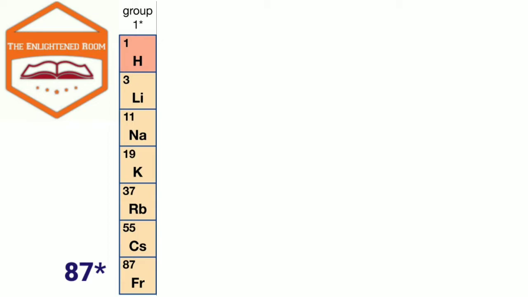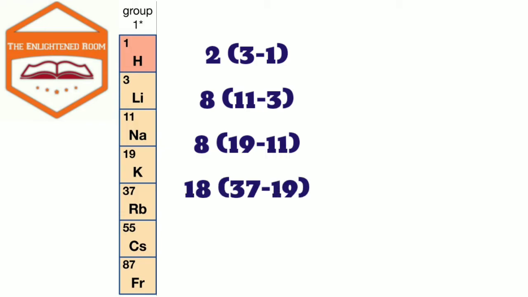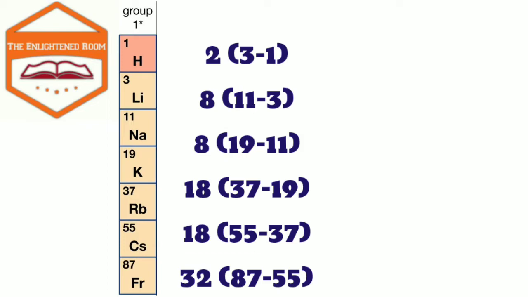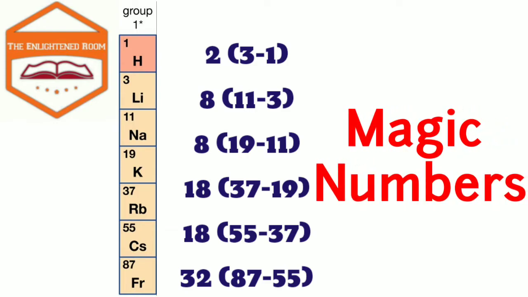So it can be said that the atomic numbers after which the properties of the elements get repeated are 2, 8, 8, 18, 18 and 32. That means we're going to subtract these atomic numbers. So these numbers 2, 8, 8, 18, 18, 32, after which the properties of elements get repeated, are known as magic numbers. So now let's talk about the periods.